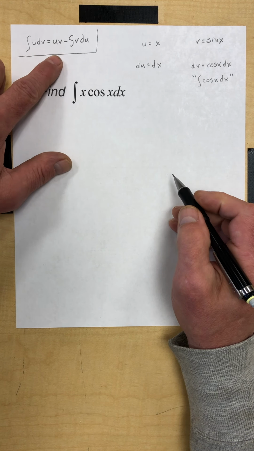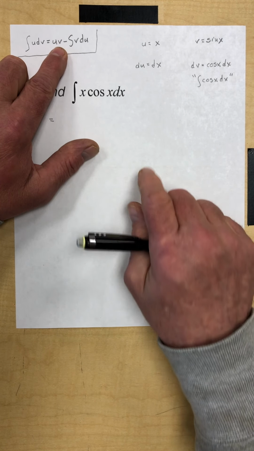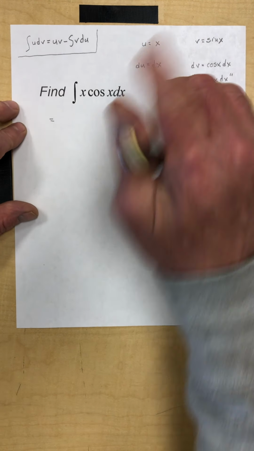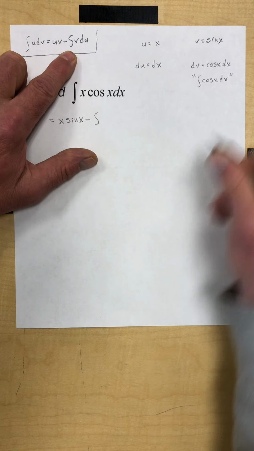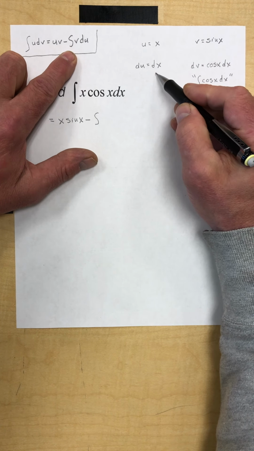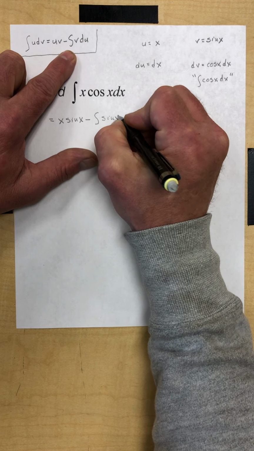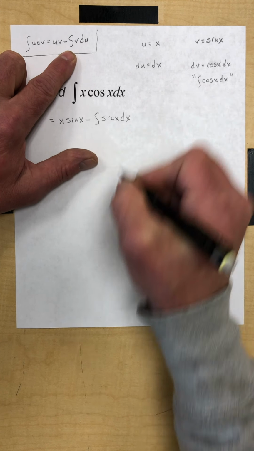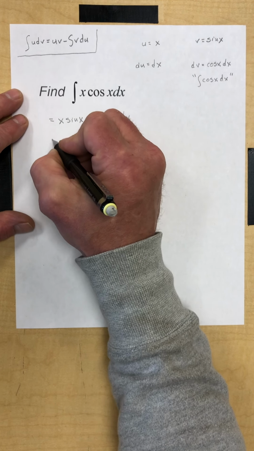So I go here. We go u times v, so it'd be x times sine of x, minus the integral of v du, so it'd be sine of x dx. Now this portion of it is done. Here we just have to integrate this.